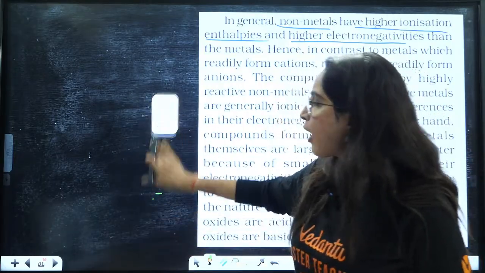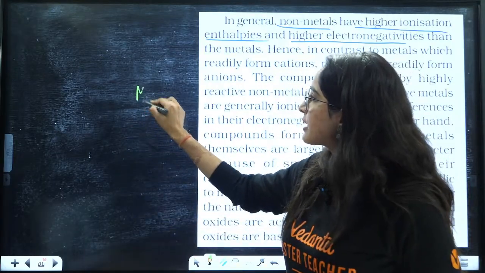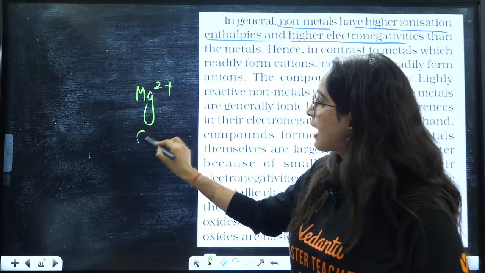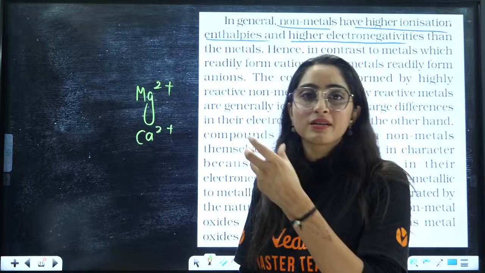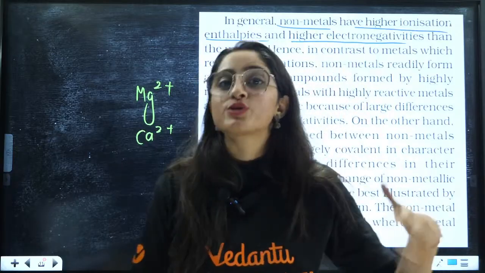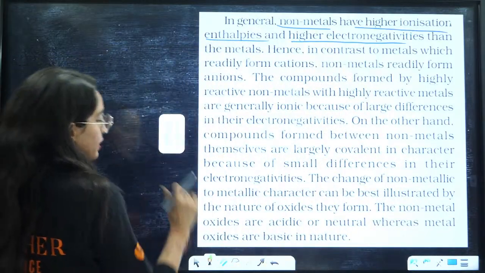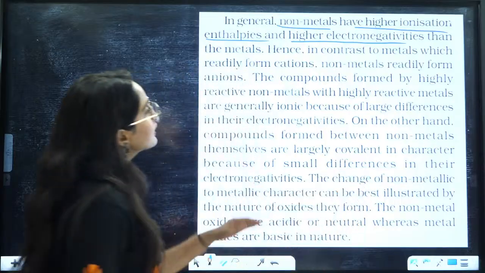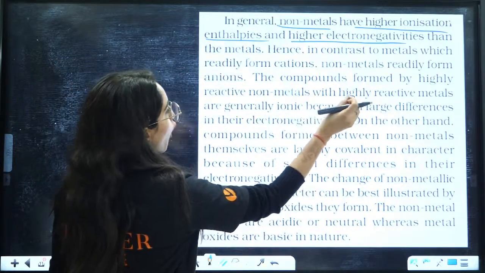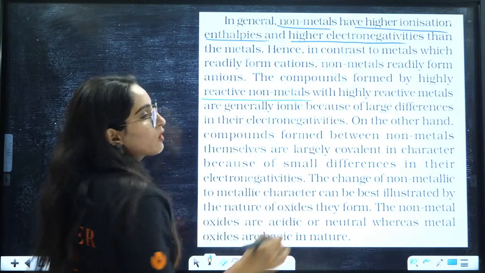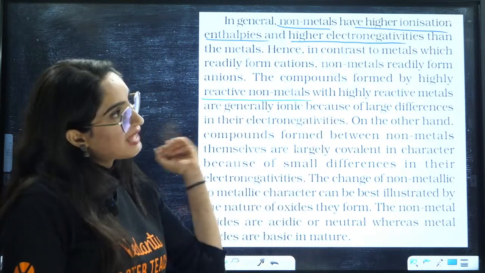But if you talk about metals here, then you will see magnesium 2 positive, calcium 2 positive. Why have you seen these as cations? Because they want to lose the electrons. So metals readily form cations and non-metals readily form anions. The compounds formed by highly reactive non-metals, that are on that side, right?